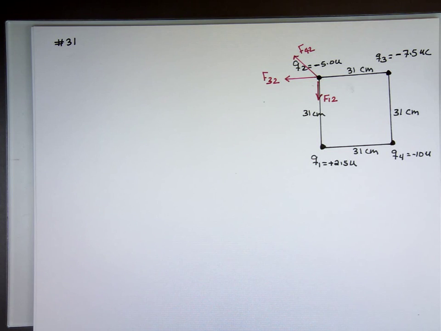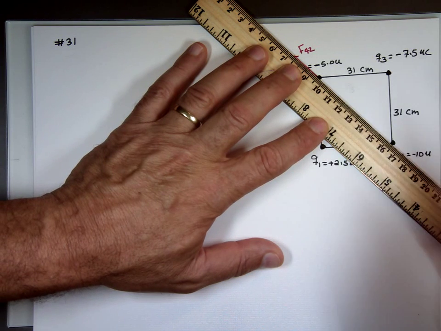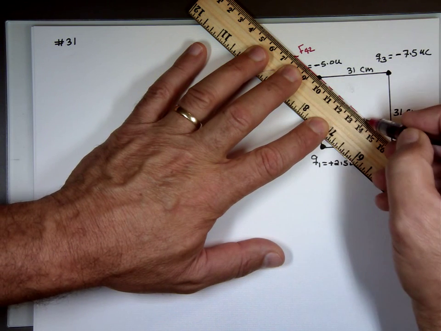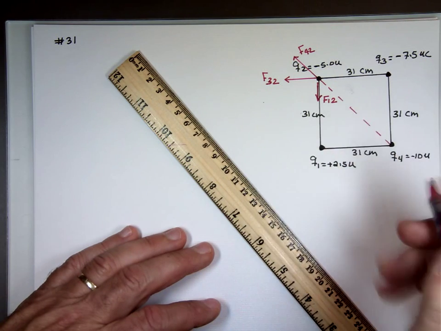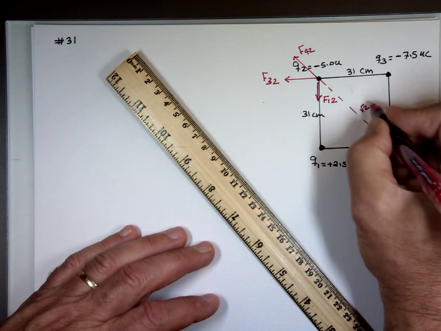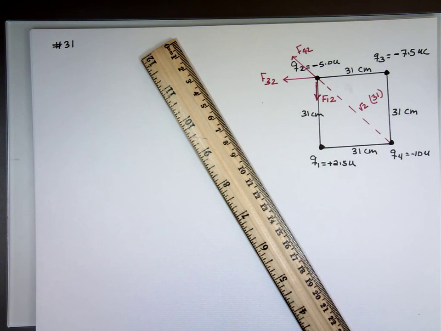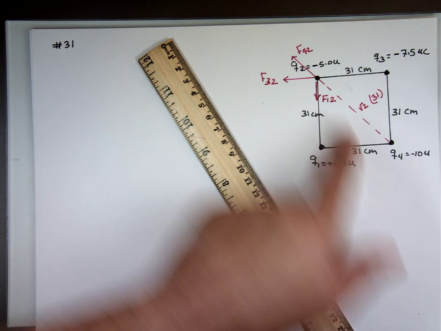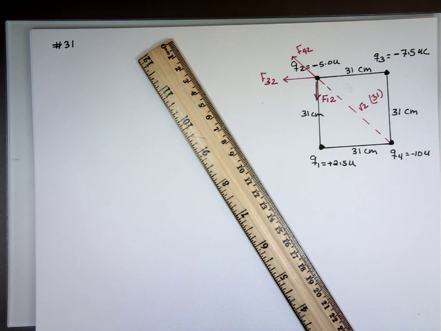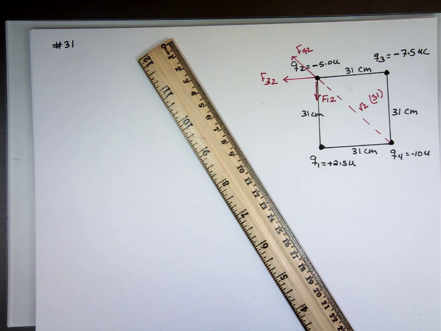I need to know what this distance is, and you can use the Pythagorean theorem. Usually that distance, when you have a square, is always the square root of 2 times that distance. You can do the math using the Pythagorean theorem: A squared plus B squared equals C squared. If you do that, you end up with that value. I'm just trying to minimize the amount of work I'm going to be doing here, because this has a lot of work involved in it.